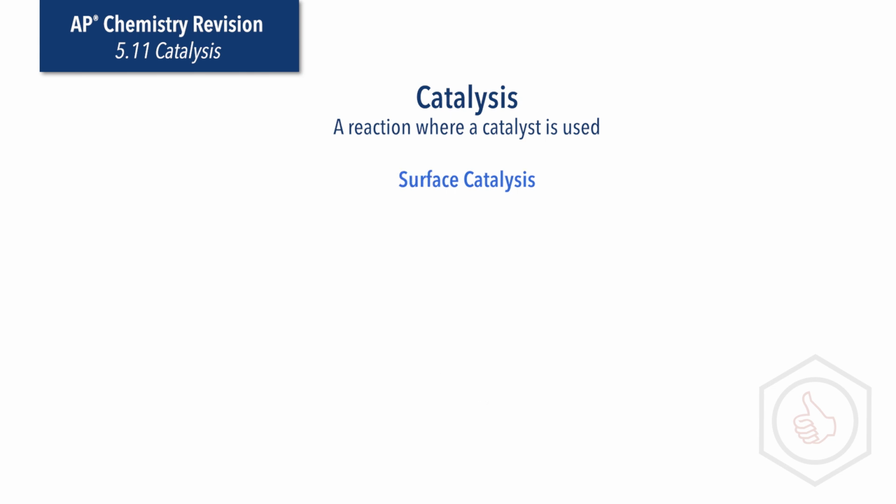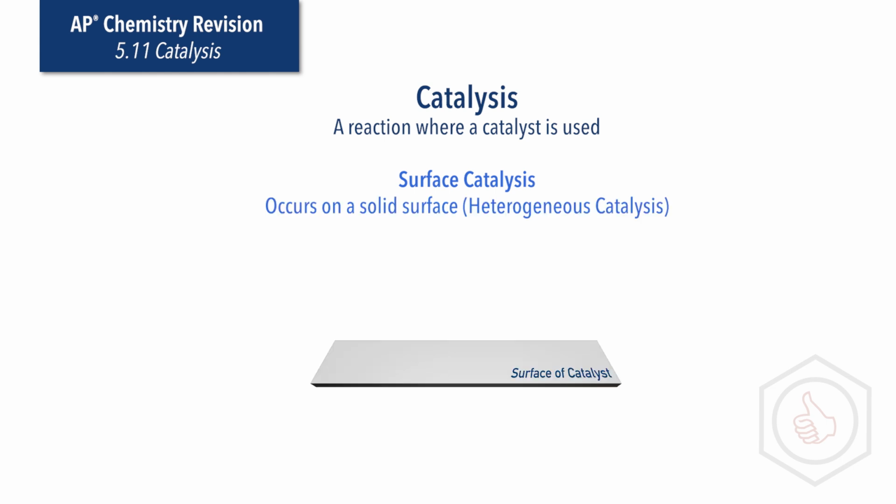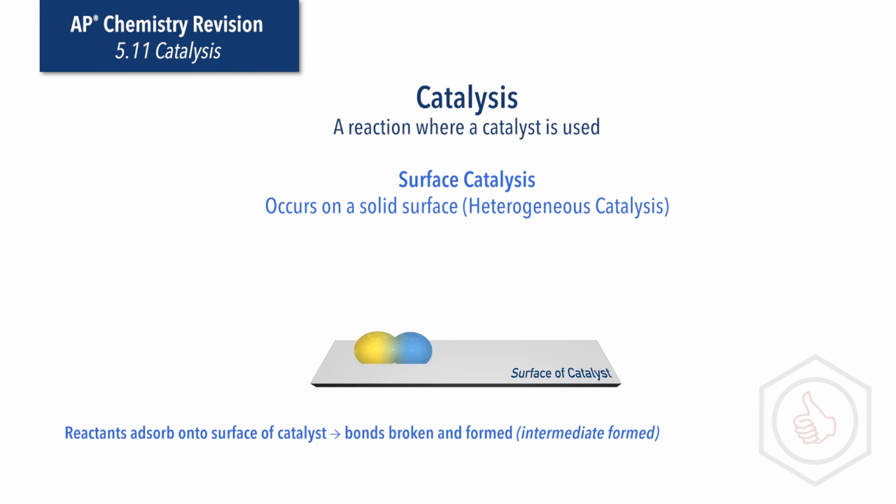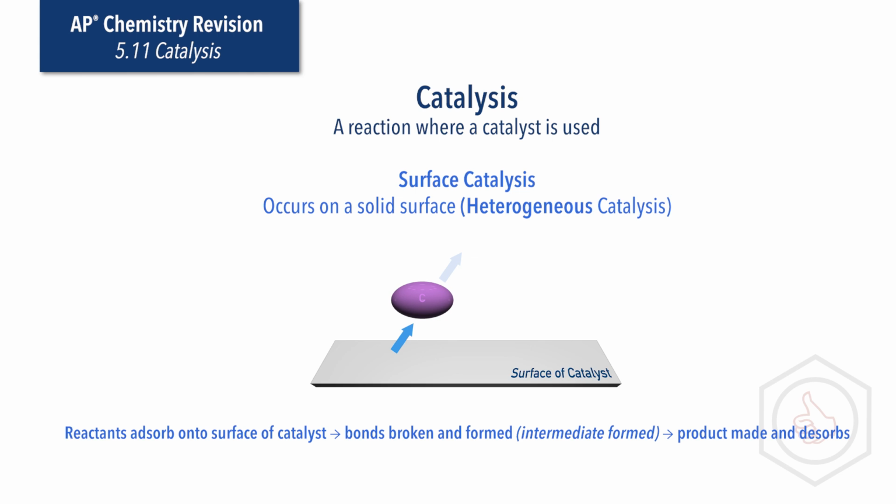Surface catalysis, which is an example of heterogeneous catalysis, occurs on a solid surface, often a metal. Reactants adsorb onto the surface, where bond breaking and bond making occurs. A new set of intermediates is formed on the surface of the catalyst before the products diffuse away from the surface. Note it's also referred to as heterogeneous catalysis because the reactants are in a different phase to the solid catalyst, usually gaseous or aqueous reactants.